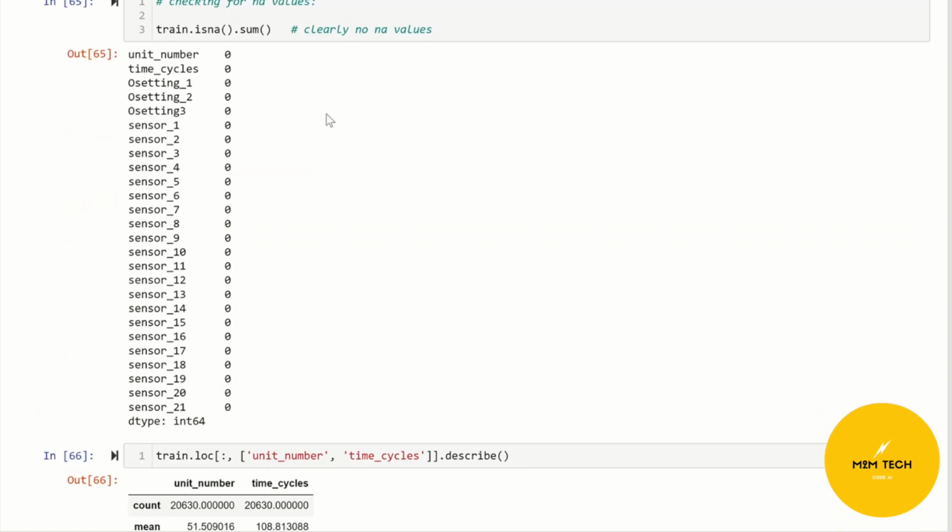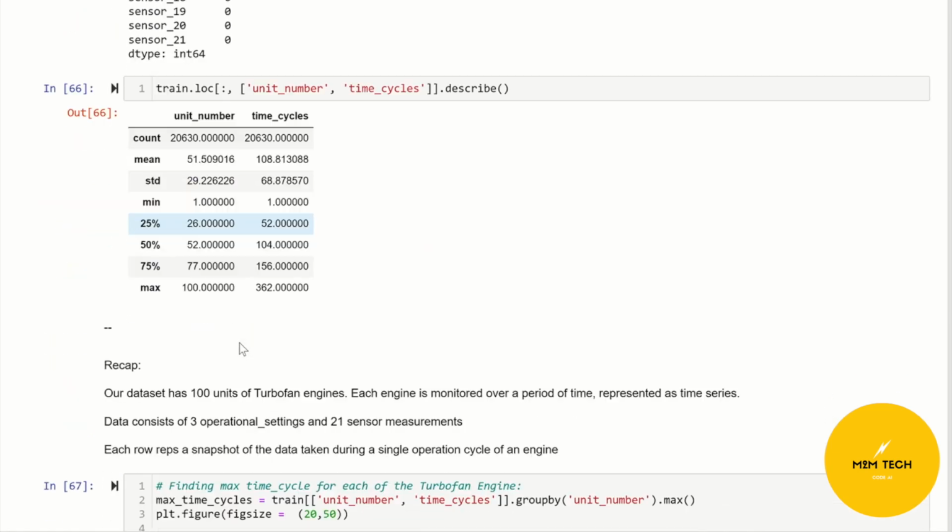And here I am looking for NA values in the training data set. Clearly we don't have any NA values, so we are good to go there. And here, these are the statistics for the time cycles. So here we see that the maximum time cycles that any engine has run for is 362 time cycles. And the minimum time cycles that an engine ran before it failed is 1.